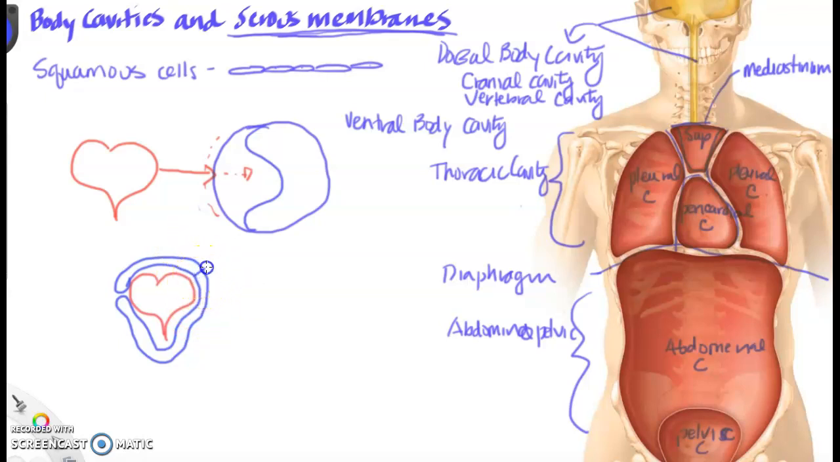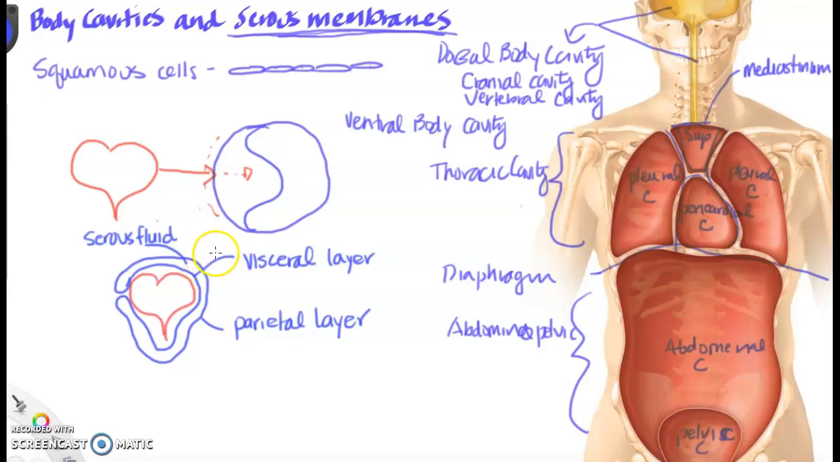The inner layer is called the visceral layer. The outer layer is called the parietal layer. Okay, and the two layers create a space. Okay, and inside of that space is fluid called serous fluid. And that fluid is what cuts down on the friction of those two layers rubbing together when the heart beats or when the lungs inflate and deflate. It keeps you from feeling that.